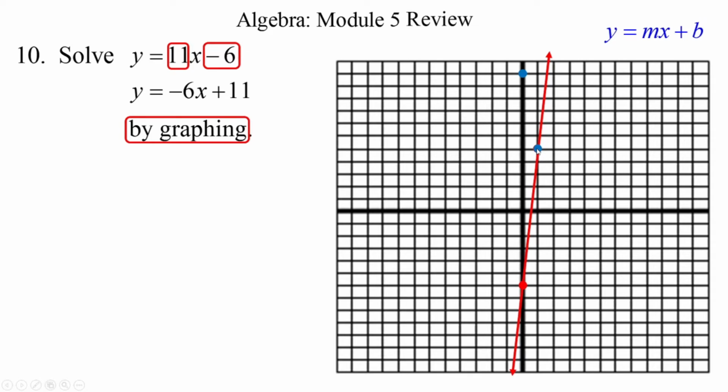Okay, so now let's draw the line that goes through those 2 blue points right there. And do you see the point where those 2 lines intersect? Well, what's that x-coordinate? Looks like the x-coordinate is 1, and the y-coordinate is 1, 2, 3, 4, 5.